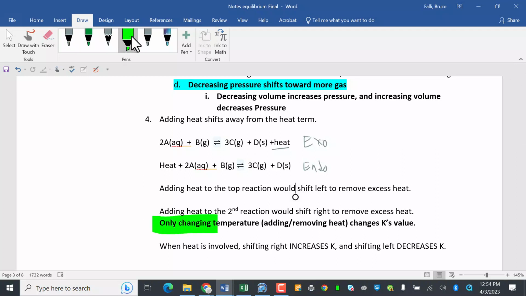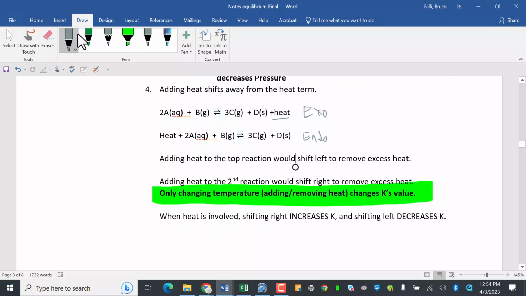Most missed question: people think K changes all the time. The only thing that changes K is changing temperature. When heat is involved, shifting right increases K and shifting left decreases K.